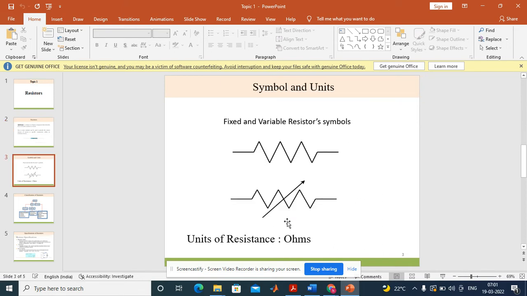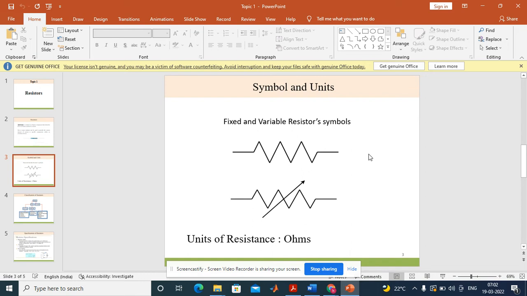Next is the symbol and units. Resistors can be of fixed value, and they can also be of variable values. The first one is the symbol of a fixed resistor whose value will be fixed, and the next one is the symbol of a variable resistor whose value can be varied from a minimum value to a maximum value, in a range of values.